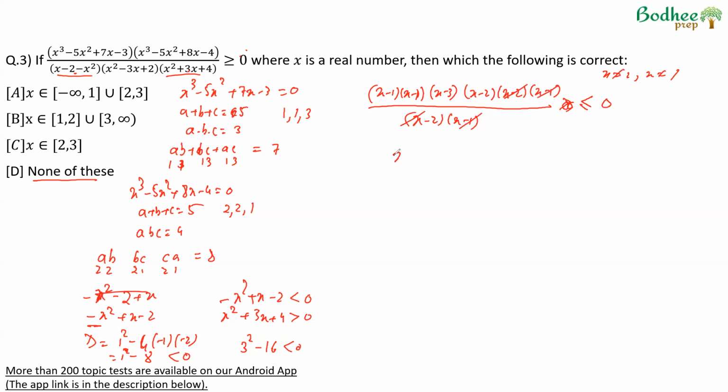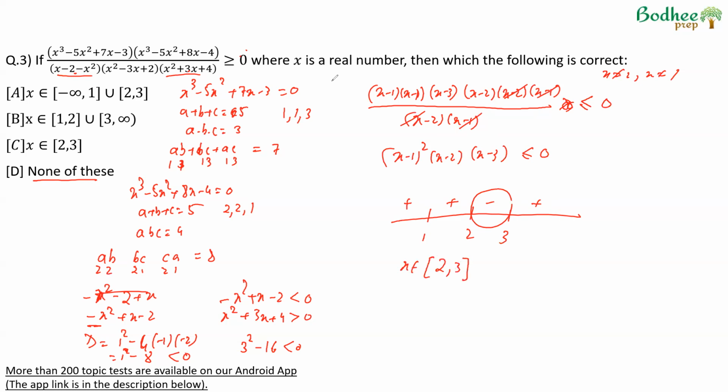And therefore we are left with x minus 1 whole square into x minus 2 into x minus 3 is less than equal to 0. If we look at this, the critical points are 1, 2, and 3. Positive, negative, positive. Since it is 1 square, the sign will not change. So the only range where this is negative is between 2 and 3. But the point here is x should not be equal to 2, because if x is equal to 2, this becomes 0. The denominator cannot be 0, and therefore the correct answer will be D, which would be x is 2 to 3, where 2 is not included in the answer. So option D becomes the answer.